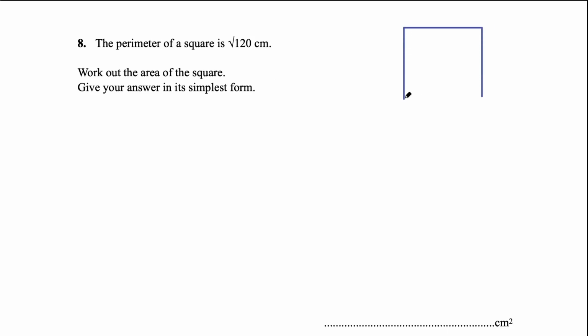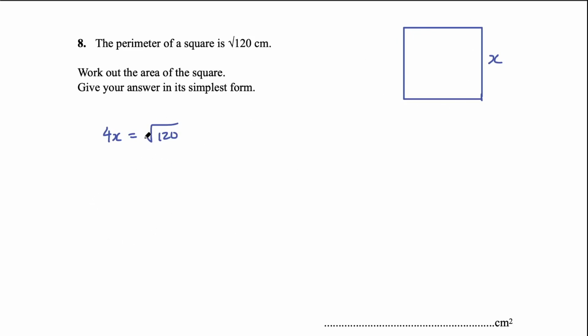So I'll just draw a quick diagram just to demonstrate how we're going to work this out. So all of those lengths added together equals the square root of 120. So if we called this x, for example, we would have 4 lots of x equals the square root of 120. So 4 lots of that one side equals the perimeter.